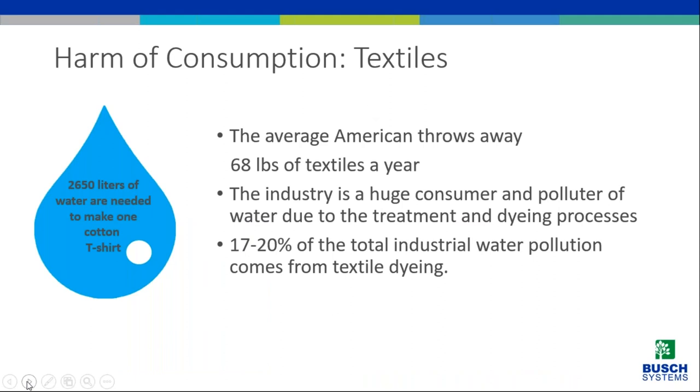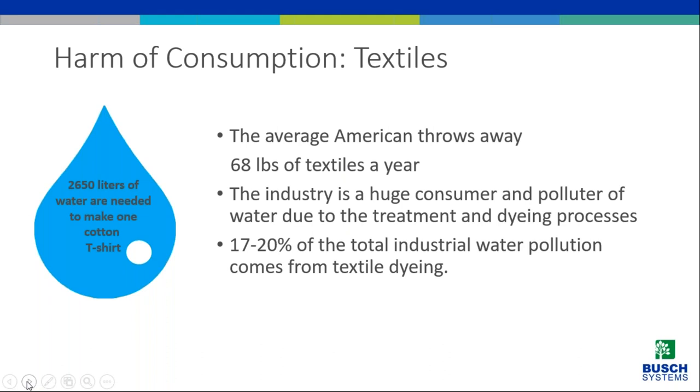So we want to talk a little bit about textiles in particular. So many of us are aware of the impact our consumption habits have on our planet. So when we talk about the textile industry, Americans on average throw away 68 pounds of textiles a year. The industry is a huge consumer and polluter of water because of the specific treatment and dyeing processes. And 17 to 20% of the total industrial water pollution actually comes from textile dyeing specifically. The wastewater from the industry is disposed into water bodies with no treatment and contains a whack of chemicals that are known to cause severe health issues.